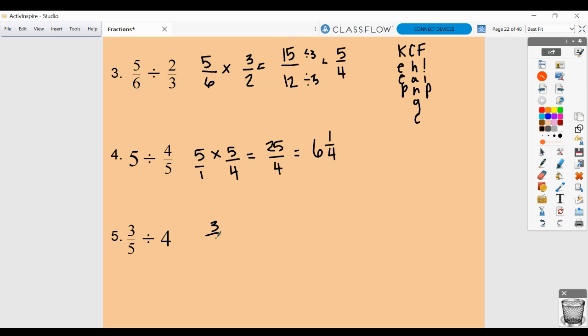Okay, number 5. Keep the 3/5. Change it over to multiplication and flip the second fraction. So you end up getting 3/20.